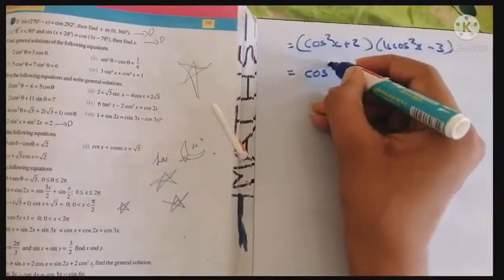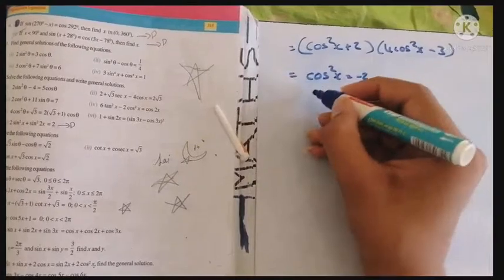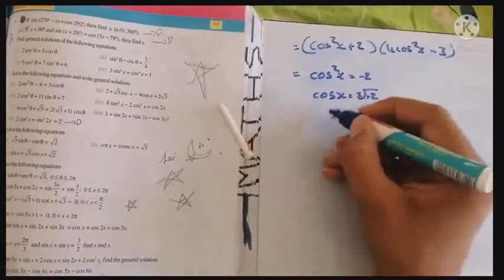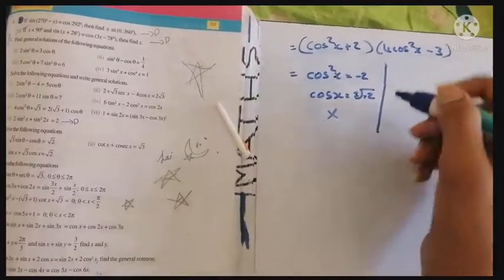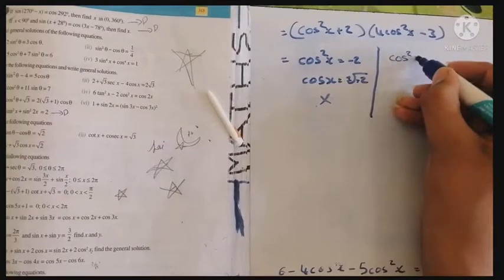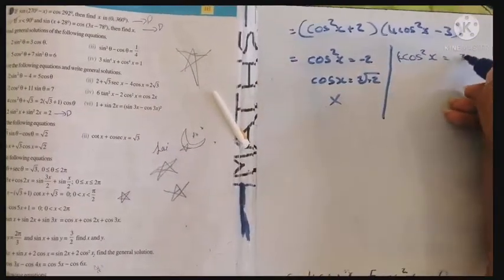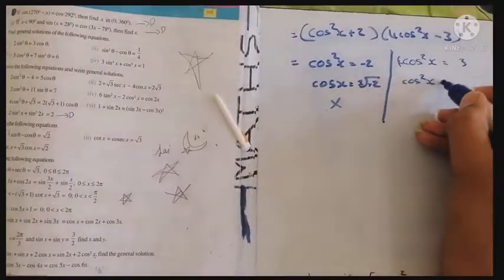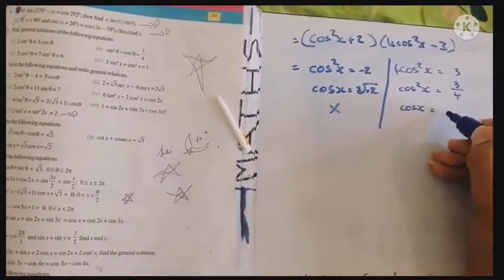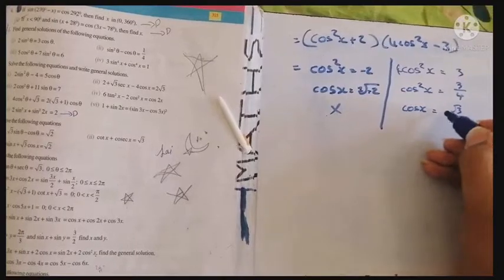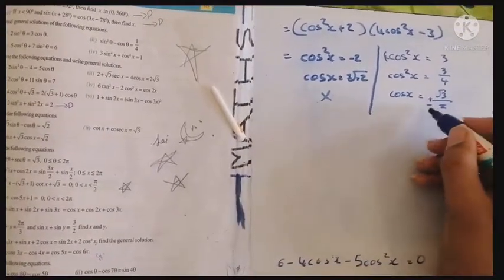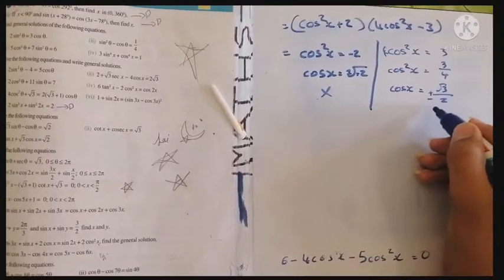So cos square x is equal to minus 2, cos x is equal to plus or minus root 2i, so it is not defined. Cos x is not defined for this. Now 4 cos square x equals 3, cos square x is equal to 3 by 4, cos x is equal to plus or minus root 3 by 2. So we got plus or minus root 3 by 2.